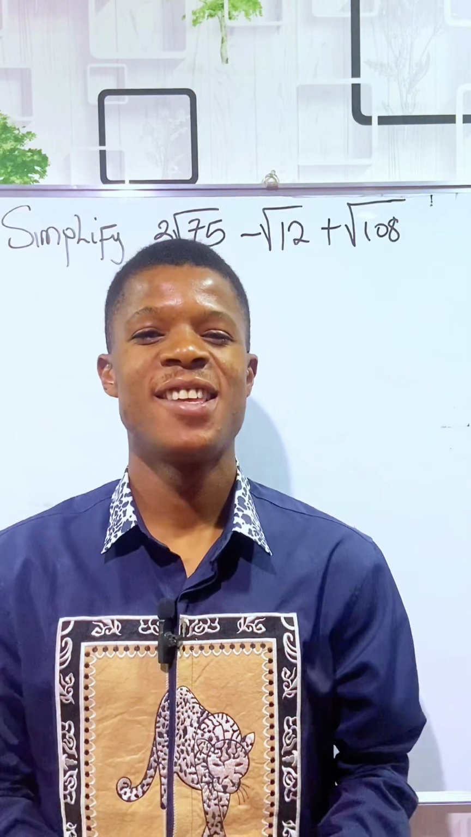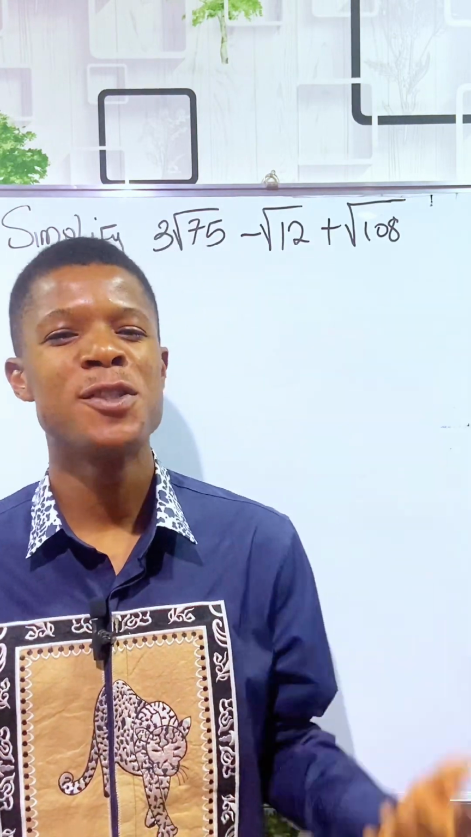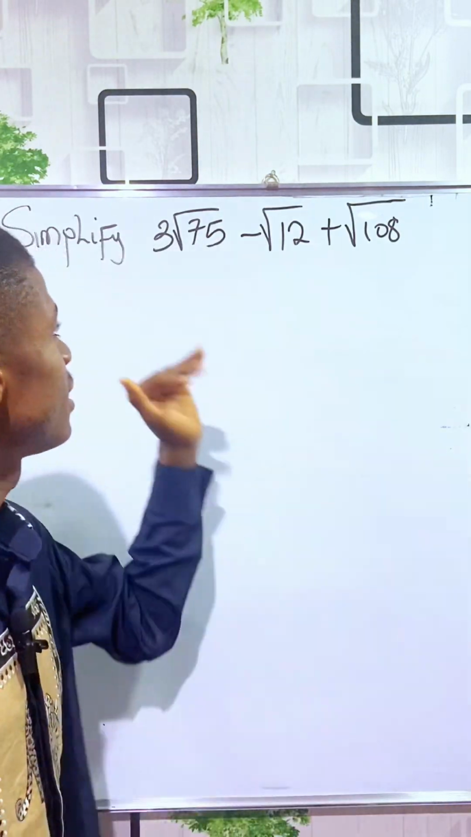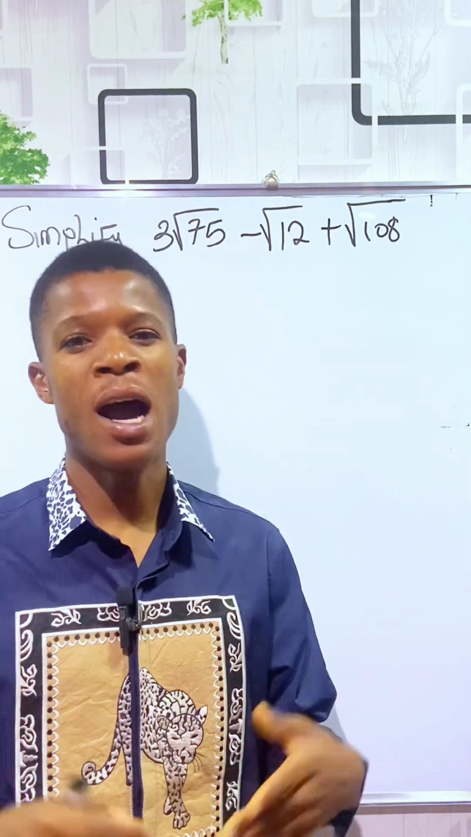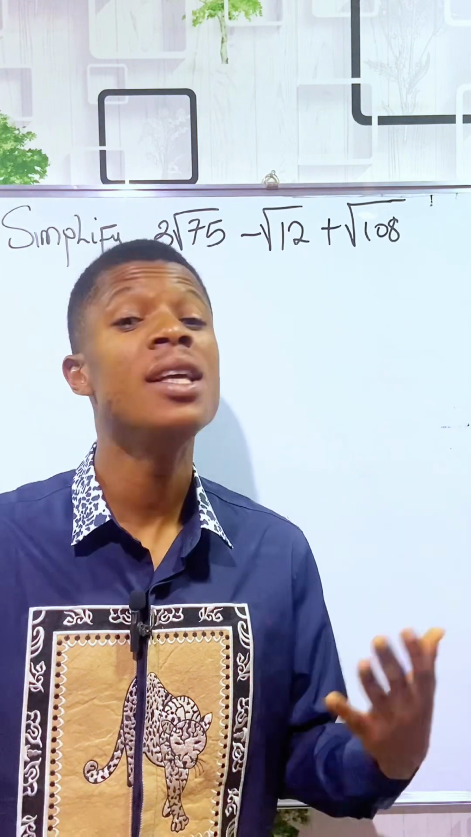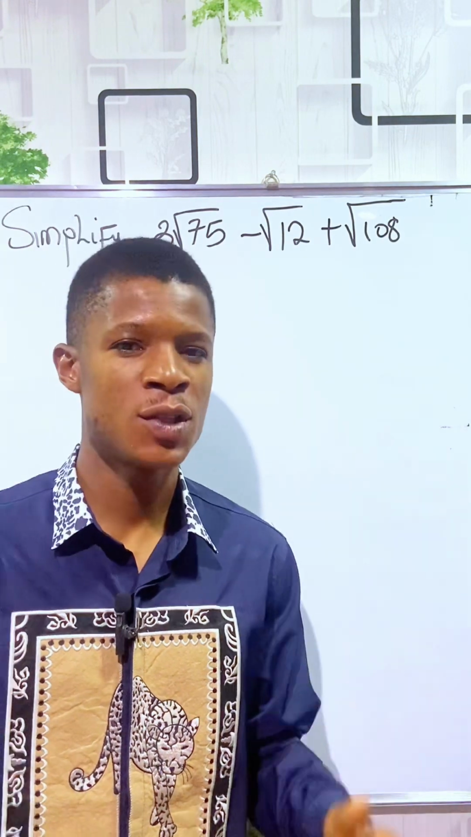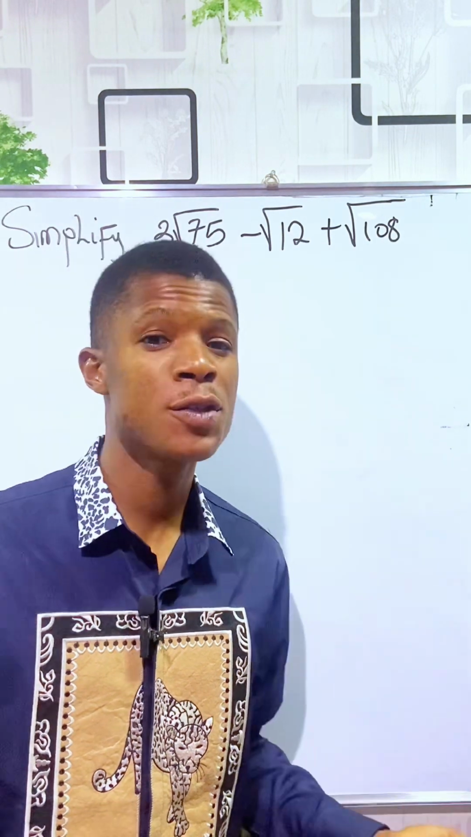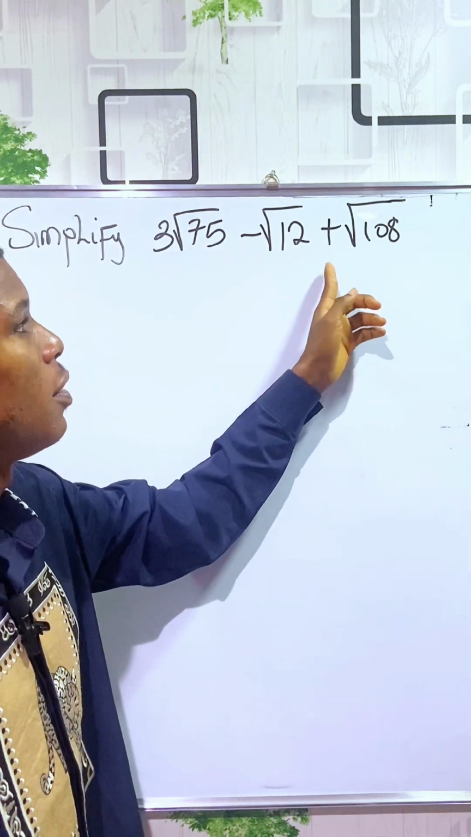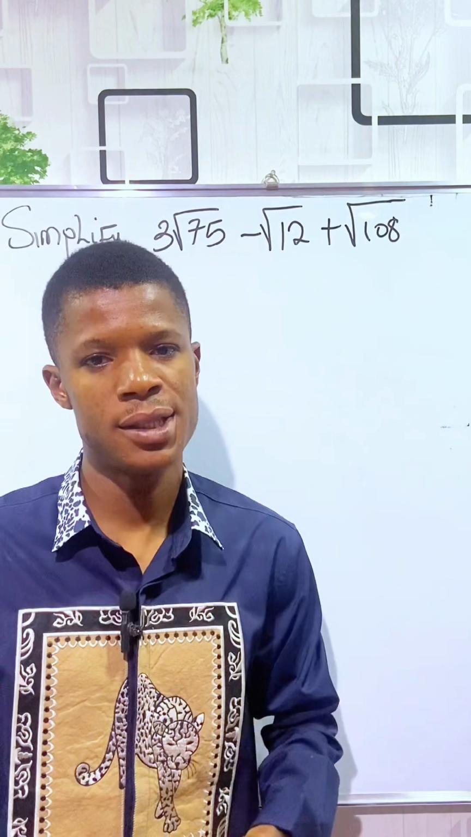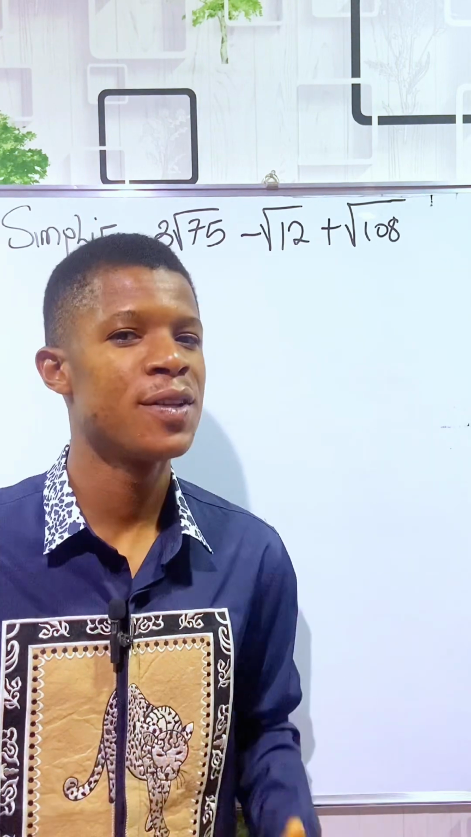Hi guys, in this class we are told to simplify these surdic expressions. Whenever we have this, our duty will be required us to leave our answer in a surdic form. For us to do this: 3 root 75 minus root 12 plus root 108. To do this is very simple.